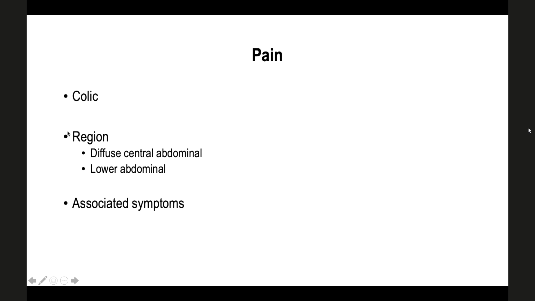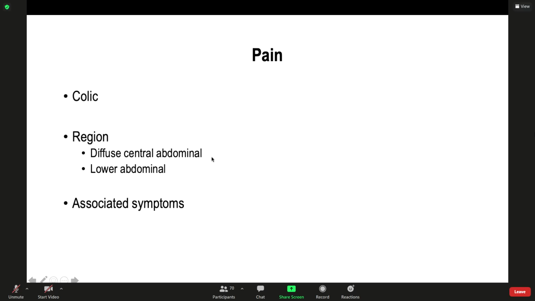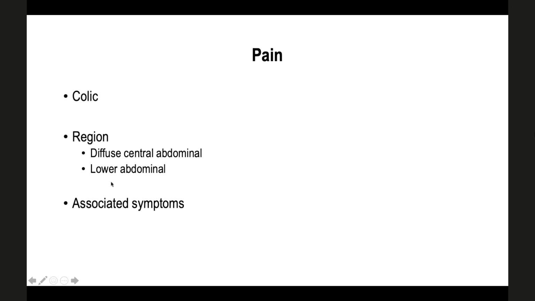So I said colics can be felt in different regions of the abdomen, either diffuse central abdominal pain or low abdominal pain in cases of intestinal obstruction. My question is, why would you have different regions of pain like this? It depends on the areas of the viscera. Yes, go on. It depends on the place, like the organ, that's large intestine or the small intestine.